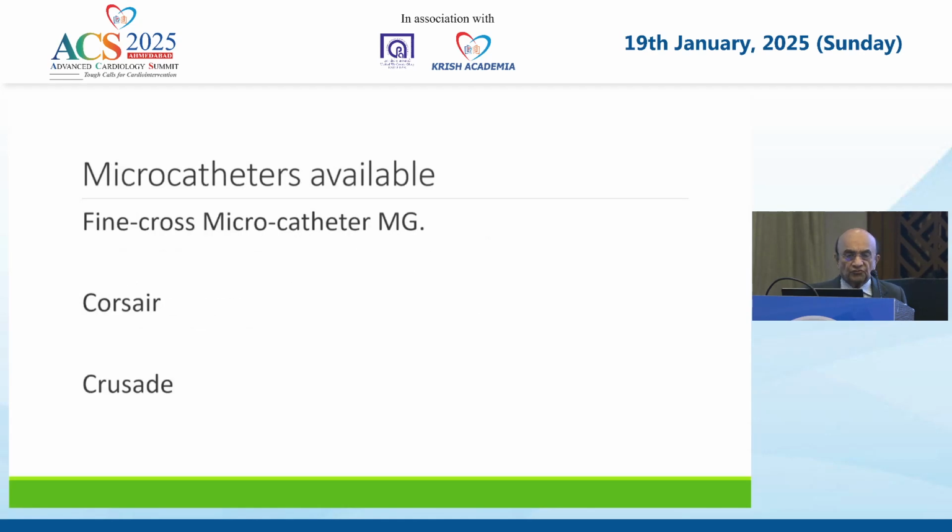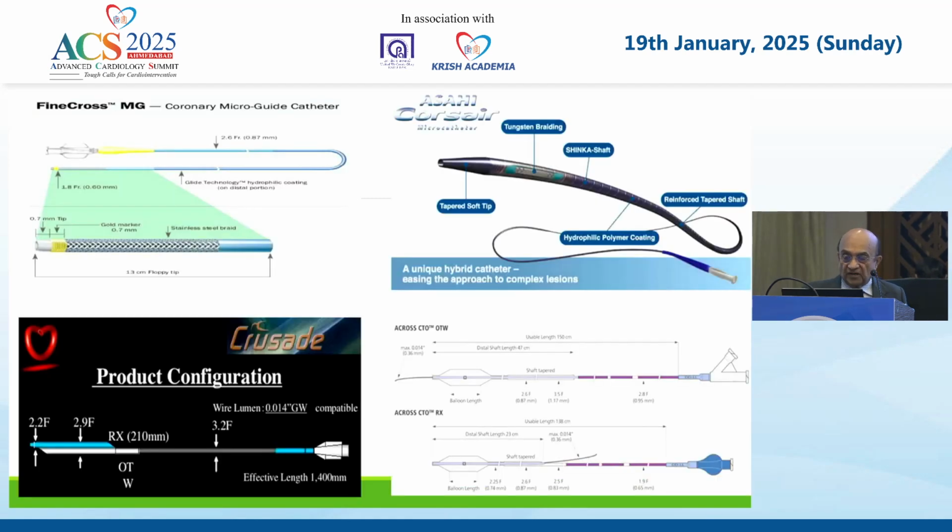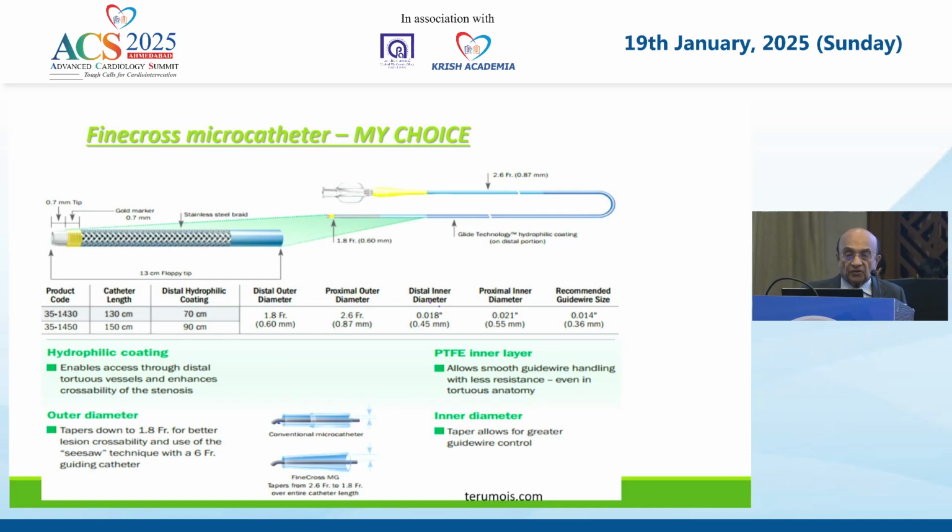There are three which I have addressed: Fine Cross, Corsair, Crusade, and the latest is Corsair Pro XS. Corsair Pro XS is now my preferred microcatheter. Before it came in, Fine Cross was my preferred microcatheter. And why was Fine Cross my preferred microcatheter? Because A, it has a tapered tip. 2, the entry profile was very small, 0.01718, and therefore snugly fitting and an easy crossing profile, allowing the penetration very easily.